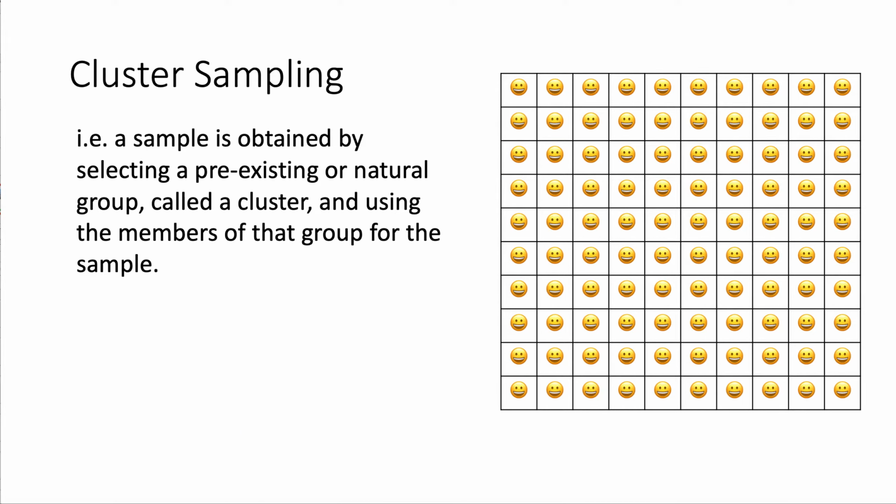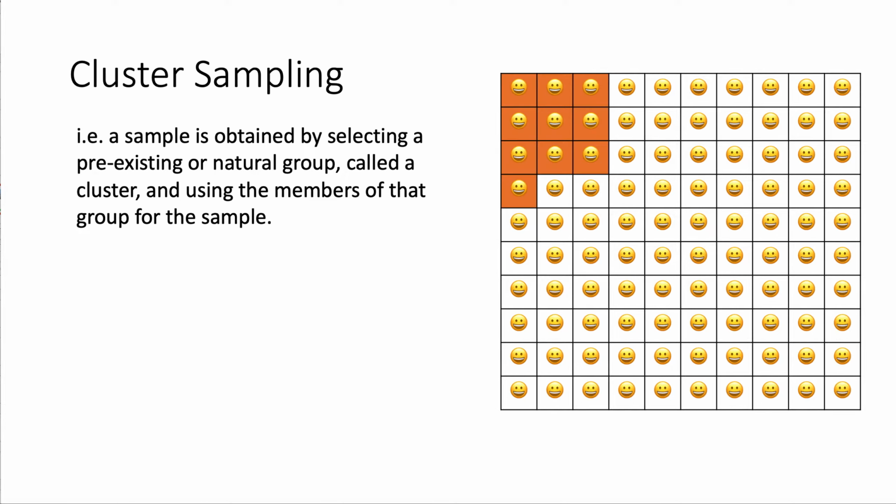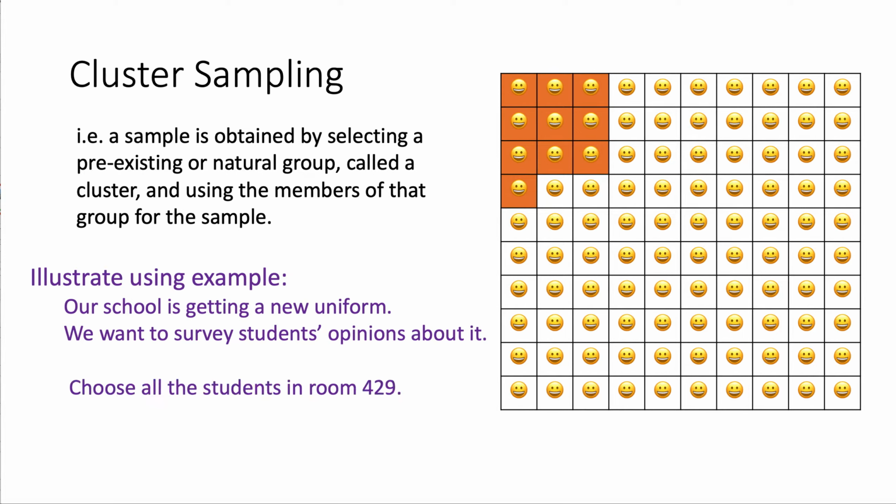Okay, the next type is cluster sampling, and this is where you use a pre-existing or natural group. So my cluster might be the people who are all located around here. In our school example, I might choose all the students who have their homeroom in my room, or all the students who play in the band, or all the students who take geography, okay? Something that naturally groups them together is a good way to do that.